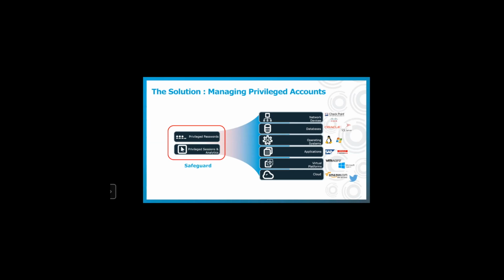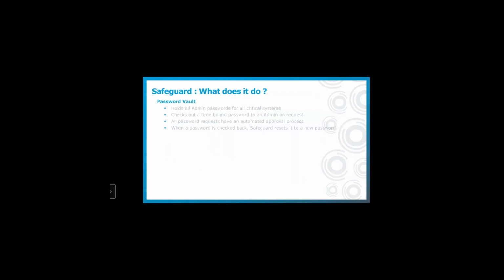So Safeguard basically is appliance-based, and this appliance could be virtual or physical. And we have one appliance for password and one appliance for sessions and analytics. The reason why it's two separate appliances is because they can work separately. So if a customer wants to start with sessions only, they can do this. If they want to start with password only, they can do this. So Safeguard's main components are the password vault and the session appliance.